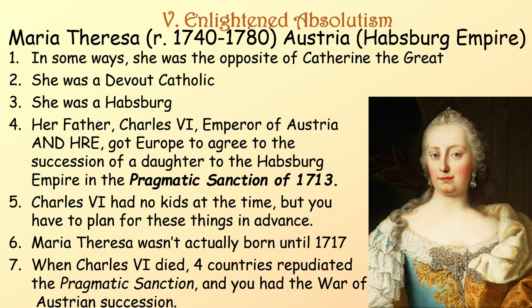Her father, Charles VI, was Emperor of Austria and the Holy Roman Empire. He got all of Europe to agree to the succession of a daughter to the Habsburg Empire in what was called the Pragmatic Sanction of 1713. Charles VI had no children at the time, but you got to plan for these things in advance. Maria Theresa wasn't actually born until 1717, 4 years after everybody signed the Pragmatic Sanction of 1713, which anticipated her birth. When Charles VI died, 4 countries repudiated the Pragmatic Sanction, and you had yourself the War of Austrian Succession.